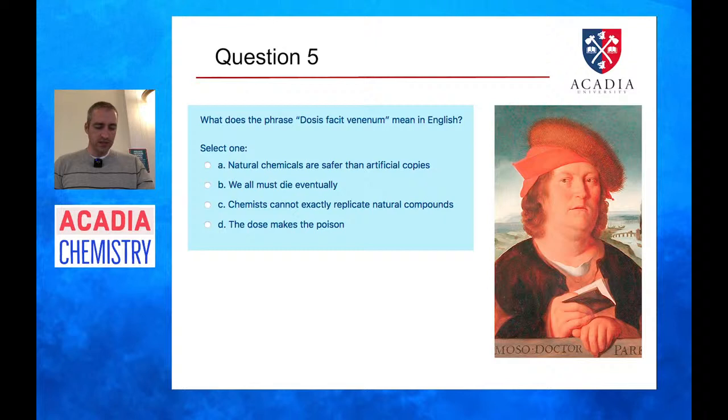Question five. What does the phrase "dosis facit venenum" mean in English? And your choices are: A, natural chemicals are safer than artificial copies. B, we must all die eventually. C, chemists cannot exactly replicate natural compounds. Or D, the dose makes the poison. So hopefully this one isn't too tricky. Just checking online. Everyone still seems to be with me here.